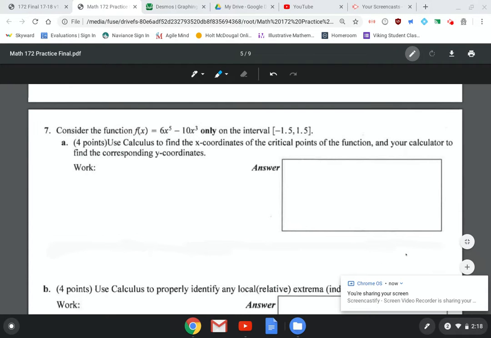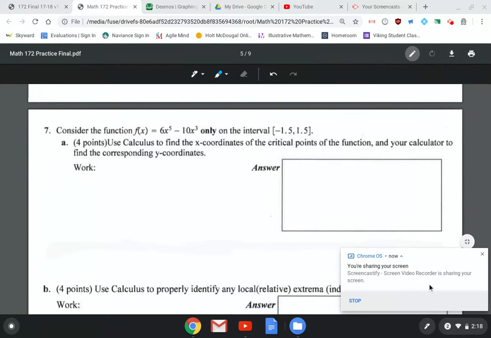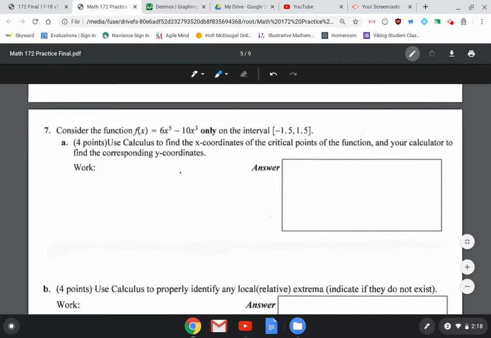Okay, in this question, we are analyzing a function. We're analyzing f of x equals 6x to the fifth minus 10x cubed, but only on the interval negative 1.5 to 1.5. So there's going to be a lot of different things that we're going to do. We're going to find our critical points. And remember, critical points are mins and maxes and sometimes points of inflection.